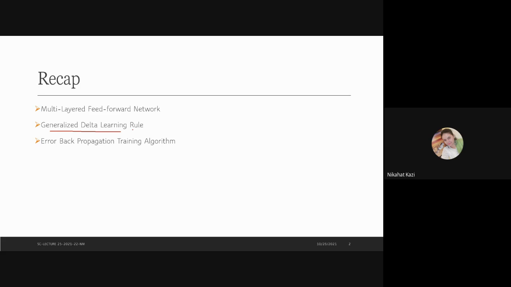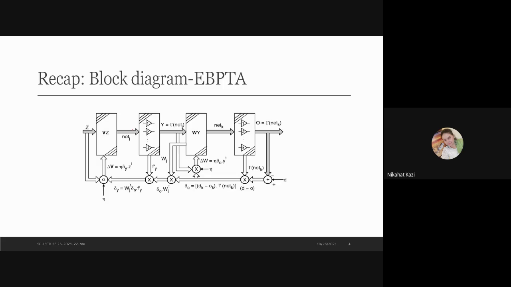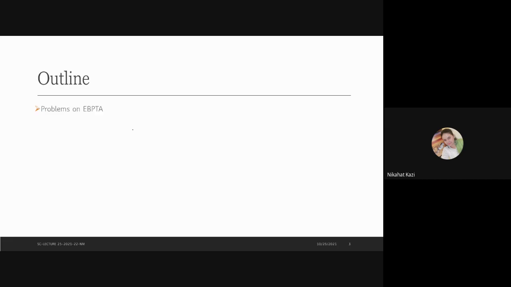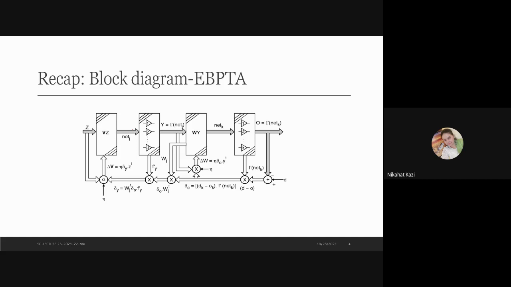And we saw how it is used for training a multi-layered feed-forward network in the form of the error backpropagation training algorithm. So just to recap quickly the error backpropagation training algorithm, because today we are going to solve a problem on it. So we need to revise it quickly. This is how the block diagram of the error backpropagation training algorithm looks.